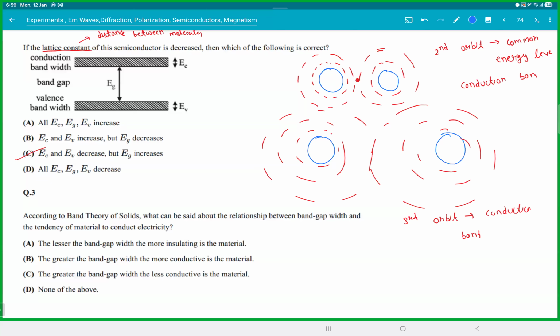Then what about this thing? Lattice constant is decreased. Hmm. Wait, I think I said something wrong then. Hmm. Let me check that.